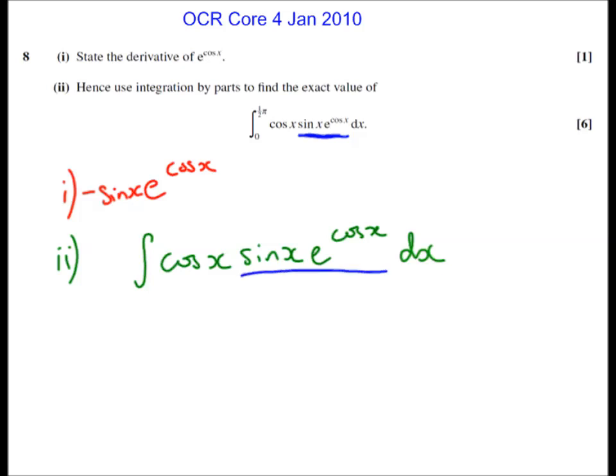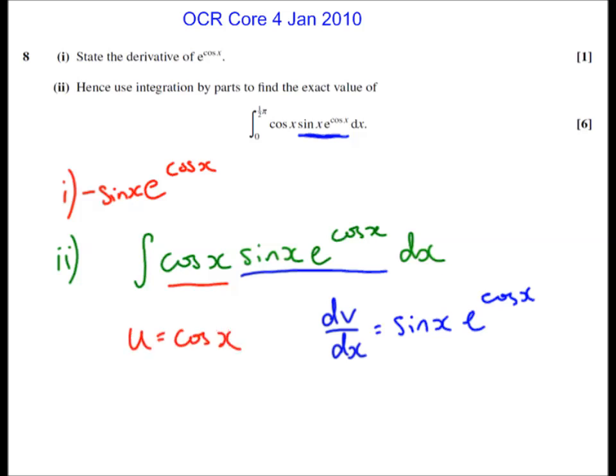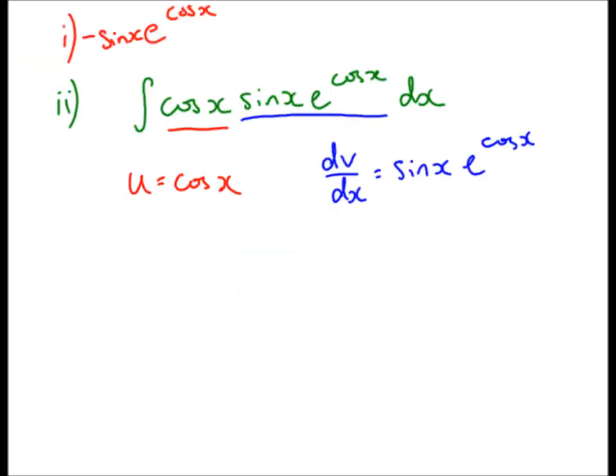I'm going to call this part my dv by dx. Because this part is the other part, I'm going to call this u. And then we'll see what happens as we're working through this. So I know that to do my integration by parts, we're going to have to differentiate my u section. When I differentiate cos x, I get minus sine x.